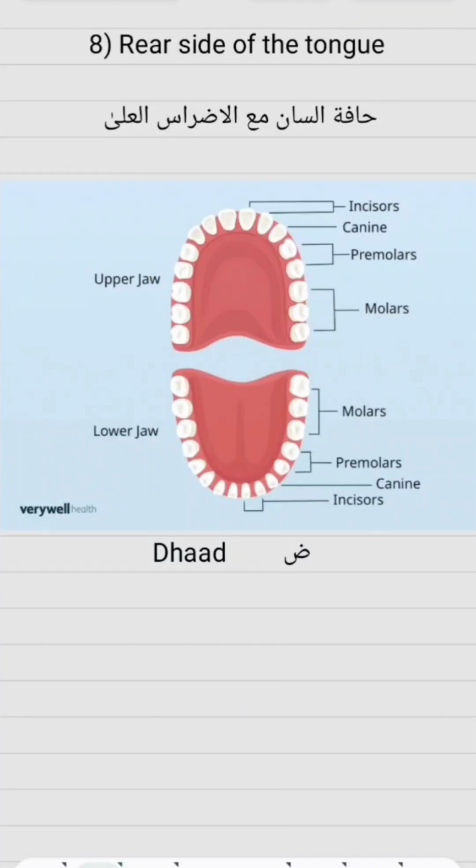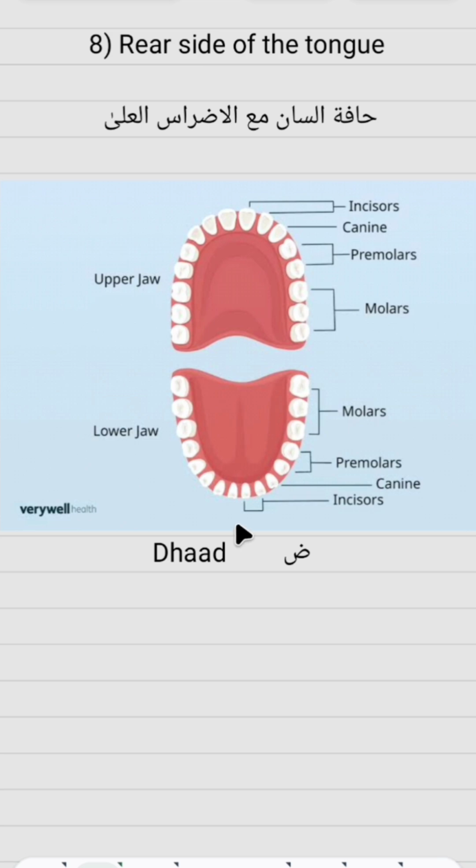The next pronunciation that we're going to be looking at is that of the letter Dad. Okay, and the letter Dad is, I feel, the most commonly mispronounced Arabic letter there is, right? Because it's got its own pronunciation, not similar to any letter in Arabic or English, right? So it is pronounced using the rear side of the tongue, so the back of the tongue towards the side, and the Arabic makharij for this is حافة اللسان مع الأضراس العليا.